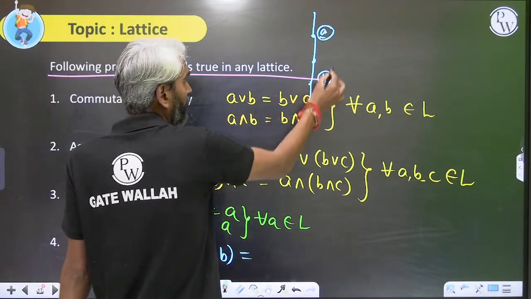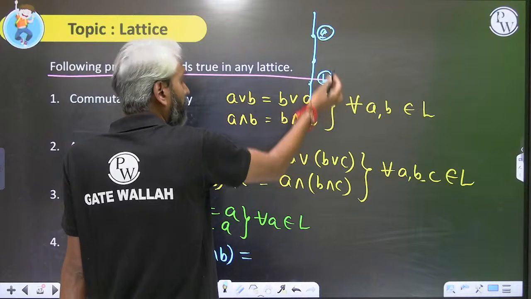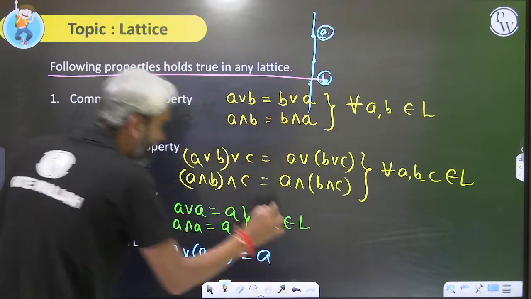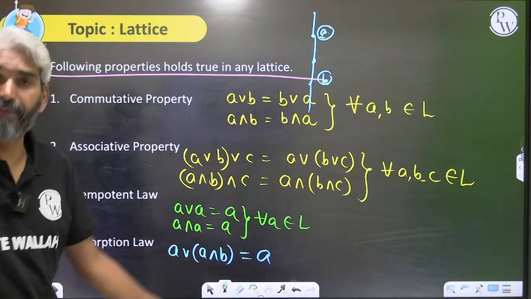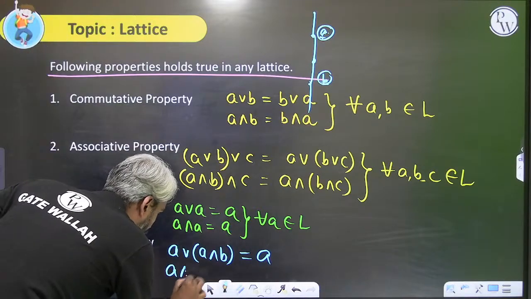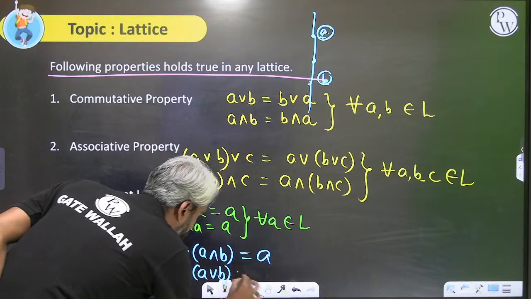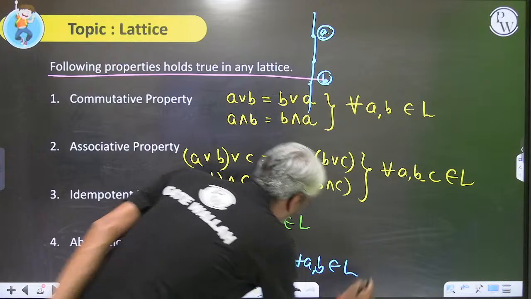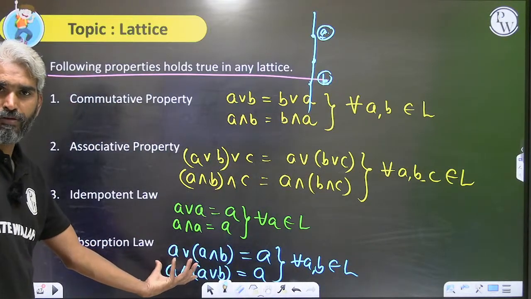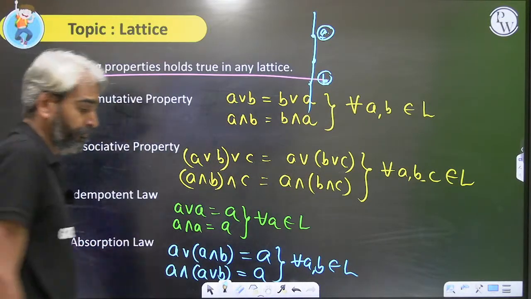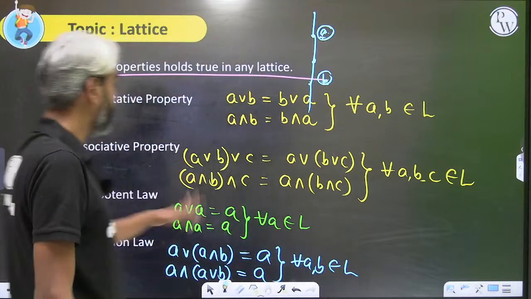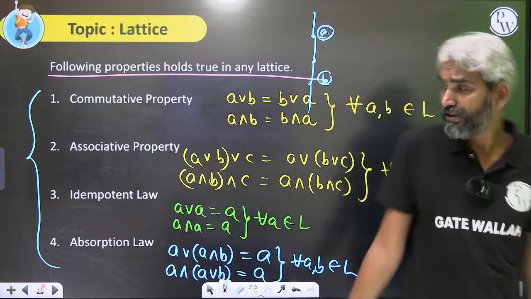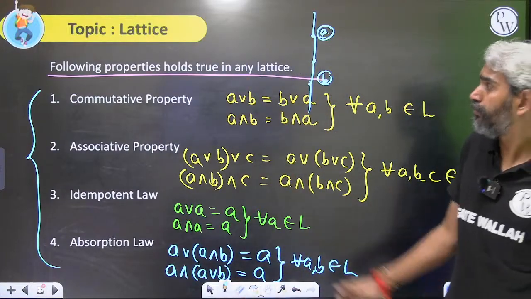Now if B is at the lower side, then the greatest lower bound of A and B will be B, and the least upper bound with A will come out as A. So ultimately it will absorb B. Similarly, the greatest lower bound of A with the least upper bound of A and B will be A for all A and B. So it's your absorption law from digital logic or set theory, right? It is exactly the same. So these four properties will always hold true. Please make sure these four properties always hold true in any lattice.